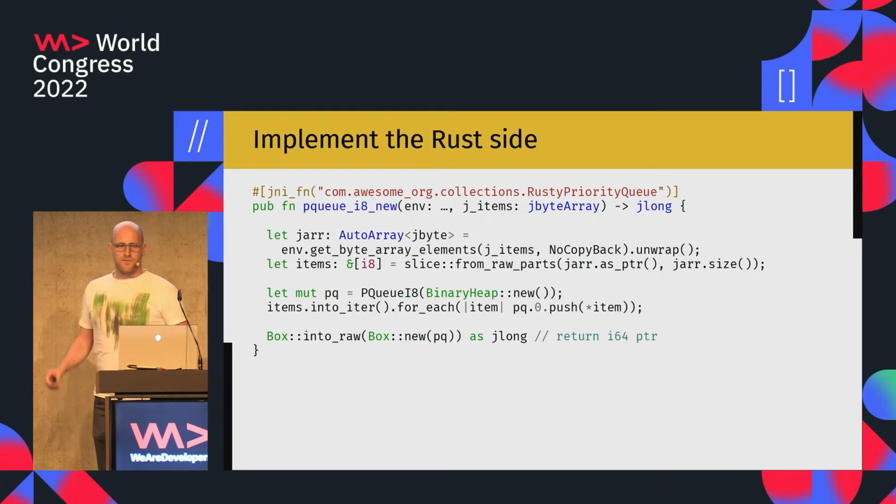Then we have to box the priority queue onto the heap. And with Box::into_raw, we can convert it into a raw pointer. At this point, it's not managed by Rust anymore. If we would leave that out, the priority queue would be destroyed when it leaves the scope. But now we can leak this pointer to the foreign side because Rust is not managing it anymore.